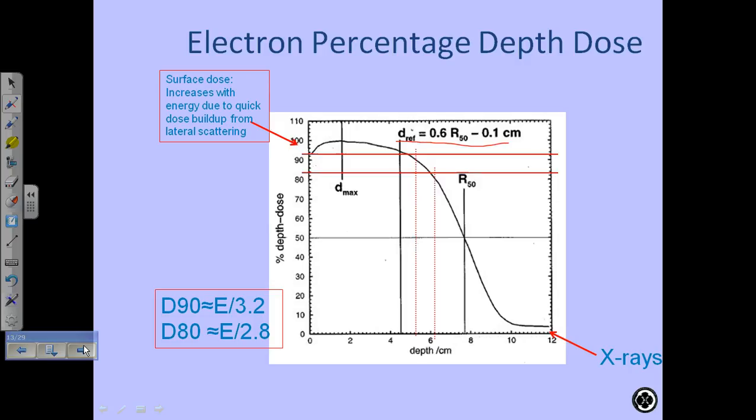Surface dose increases with energy due to quick dose buildup from lateral scattering. This is something else you need to know. With photons, as the energy goes up, say from 6 MeV to 18 MeV, what happens to skin sparing? Forget about electrons for a second. With photons you increase skin sparing: as you increase the energy, Dmax goes deeper and skin dose goes lower. Electrons are the opposite. As you increase electron energy, the skin dose increases.